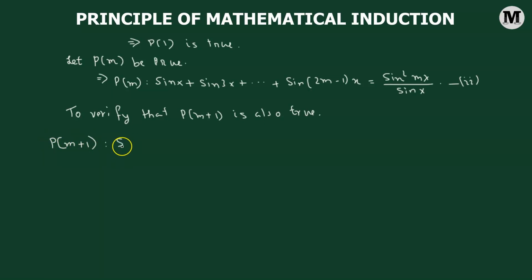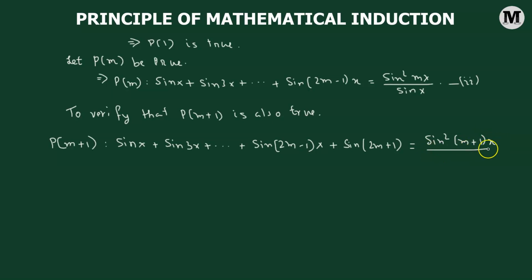P of m plus 1 is going to be: we have the first term sine of x, followed by the second term sine of 3x, going all the way up to the second last term, which is sine of (2 times m minus 1) times x. This is the second last term because we have to replace m with m plus 1 to get the last term, which is sine of (2 times m plus 1) times x. And this must be equal to sine squared (m plus 1) times x whole divided by sine of x. So this is what we need to verify. Let's call it statement number 3. We'll have to verify that statement number 3 is a true statement.